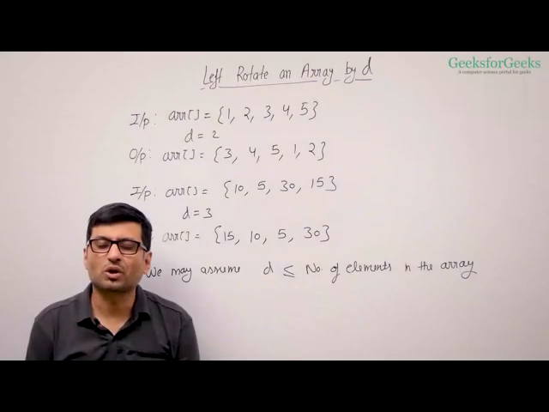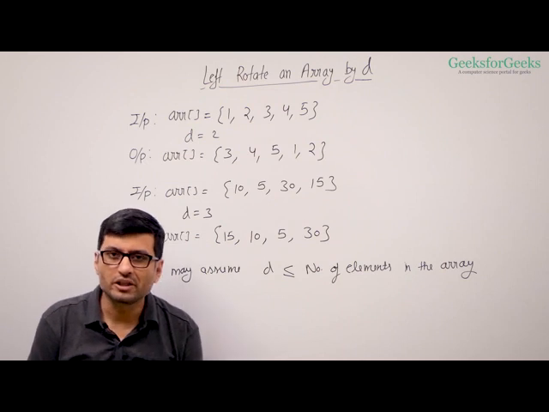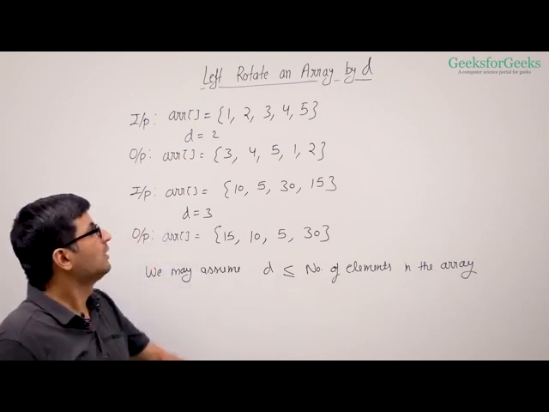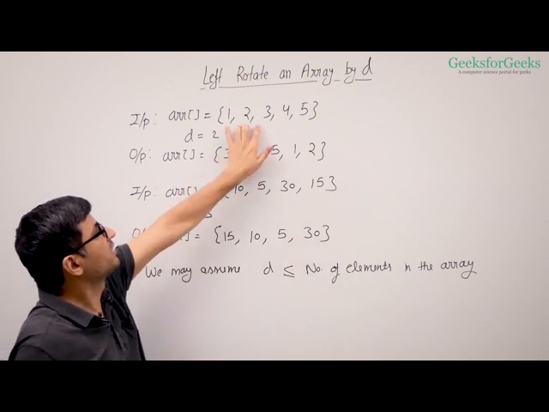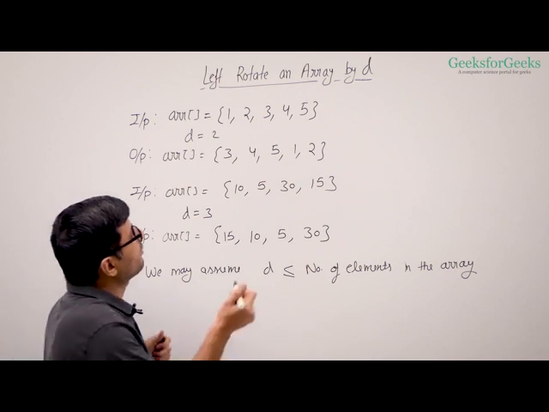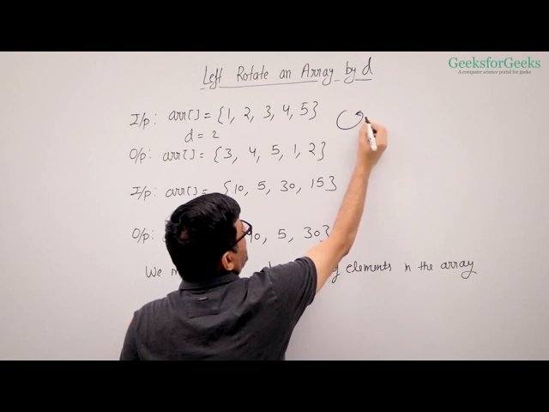Let us talk about this problem. We are given an array and a number d. We need to left rotate this array by d. In this array, we are given array as 1, 2, 3, 4, 5 and d is given as 2. So when we left rotate it by 2, please remember left rotate means counterclockwise rotation.